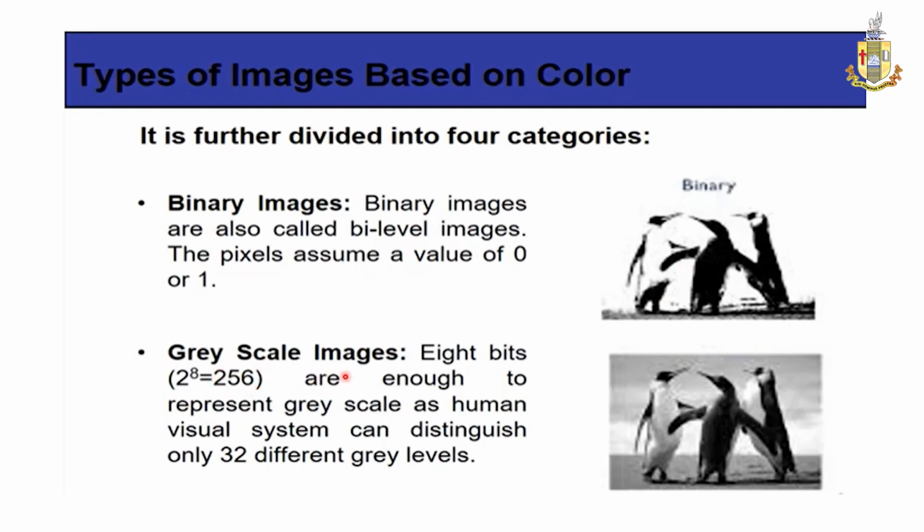And next is a grayscale image. This consists of black and white. In between, there are various shades of gray color, and it is represented in the form of a mathematical representation, that is 2 to the power of 8. So 8 is the number of bits used to store the particular image in the computer. So totally we may have 256 pixel values in the grayscale image representation.